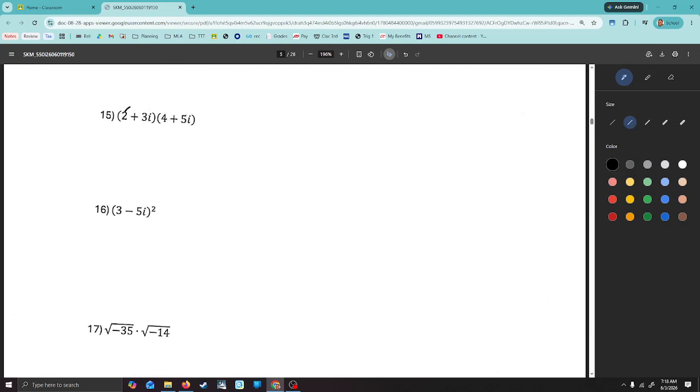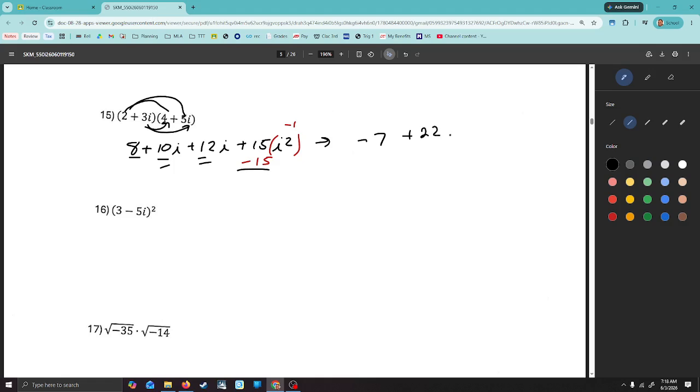Over here, you're foiling. 2 times 2, or 2 times 4, 8. 2 times 5i, 10i. 3i times 4i, 12i. And 3i times 15i is 15i squared. But remember, i squared is negative 1, so this is the same thing as saying negative 15. Combine real numbers, 8 and negative 15, negative 7. 10i plus 12i, 22i.